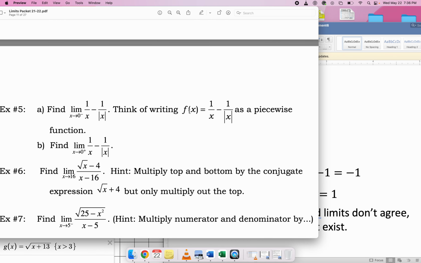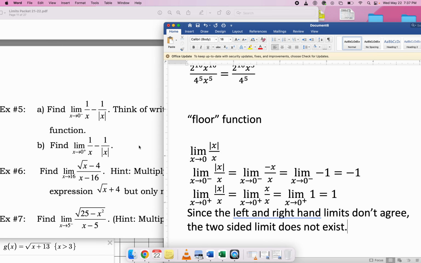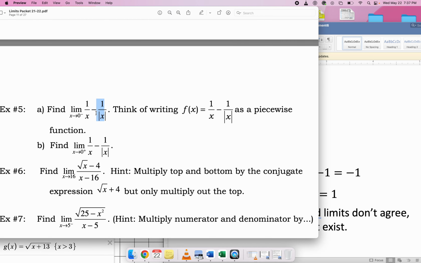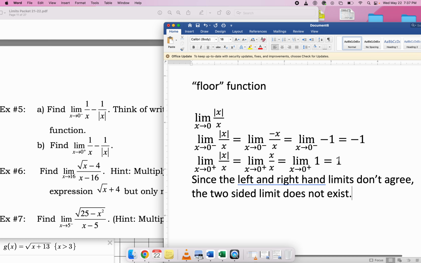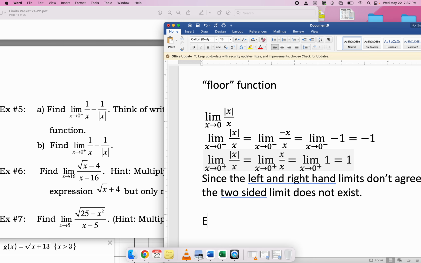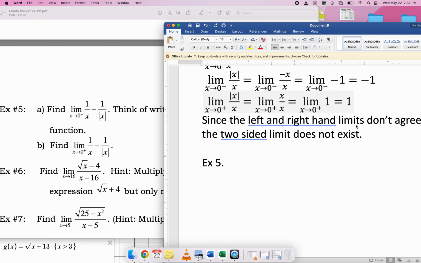Find this guy. They say, think of writing this as a piecewise function. I don't know if it's the best strategy to write it as a piecewise function. I think you're better off just analyzing what the absolute value function is doing depending upon whether x is a positive or a negative number. So let me just do that. So this is example 5a.